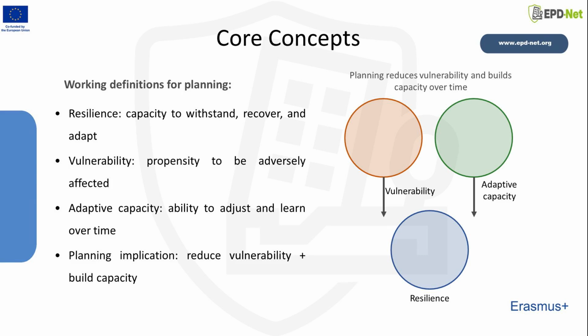For planning purposes, resilience, vulnerability, and adaptive capacity should be kept related but distinct. Resilience refers to the capacity of a system to absorb disturbance, recover, reorganize, and continue functioning while adapting over time. Vulnerability refers to the propensity to be harmed. It is often shaped by exposure to hazards, sensitivity to impacts, and limited capacity to cope. Adaptive capacity refers to the ability of people, institutions, infrastructure, and governance systems to adjust, learn, and respond.